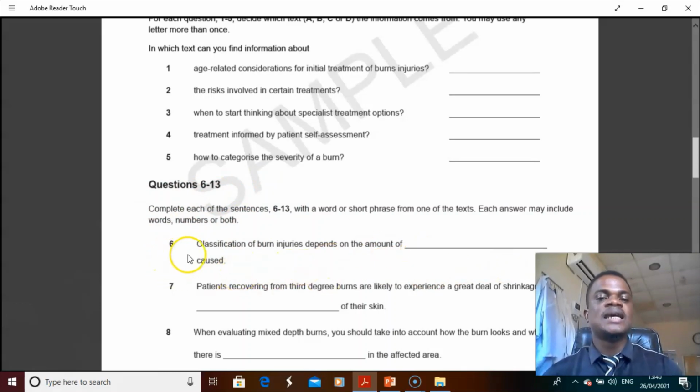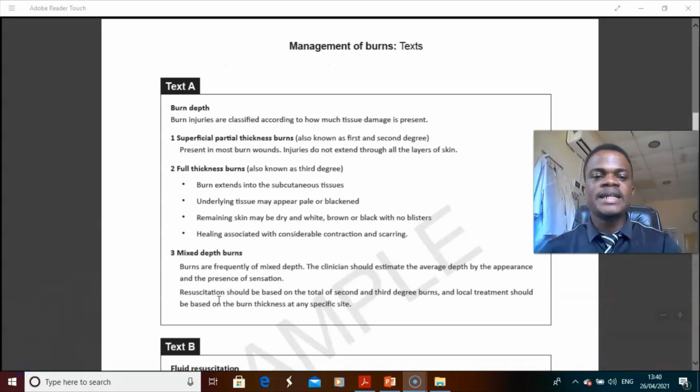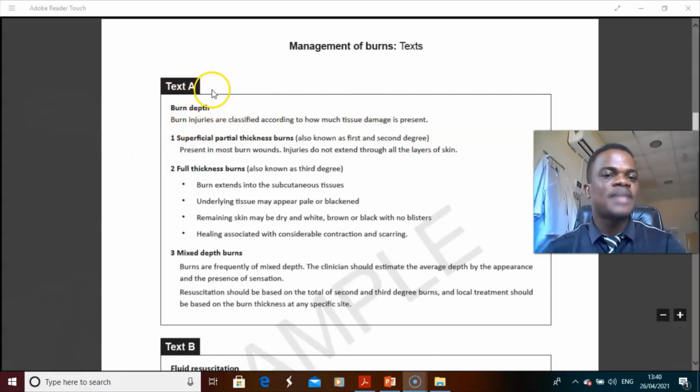What you do is this. Immediately the question paper is given to you, first note the title of the text. For this text, Management of Bonds is the title. Now, try to note the title of each subtext. For subtext A, the subtitle is Bonds Debt.